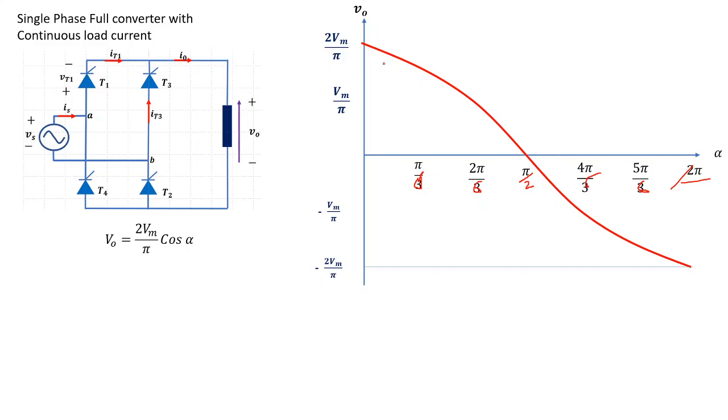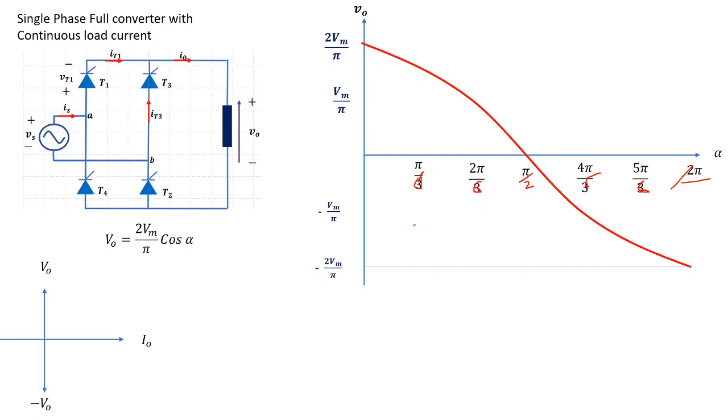So let us see the variation in the output voltage. When alpha is changing from 0 to pi by 2, you can see the load voltage is always positive. Of course it is falling, but it is positive all the time. And while alpha is changing from pi by 2 to pi, we can see the average value of load voltage becomes negative, and it reaches its peak value at alpha equal to pi.